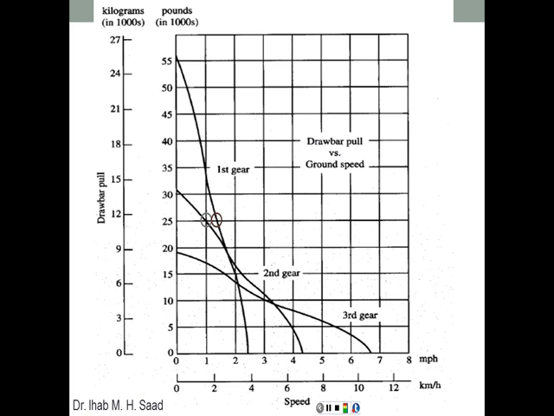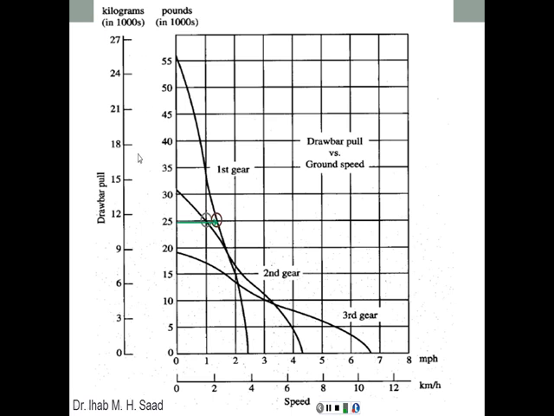Here's an example of a performance curve. It shows both in kilograms or in pounds, so metric and imperial. And that's the drawbar pull. And this is the speed that the equipment can reach. And it tells you here under such and such speed, under such and such gear. So under the first gear, your maximum speed is going to be about 2.5 miles per hour. Under the second gear, your maximum speed is going to be about 4.25 miles per hour. And the overall maximum speed of that equipment is going to be less than 7 miles per hour.